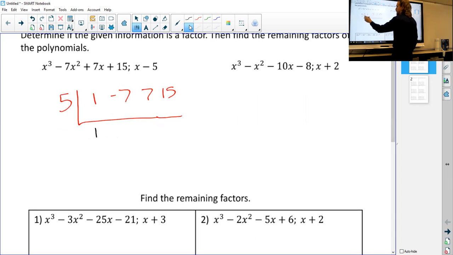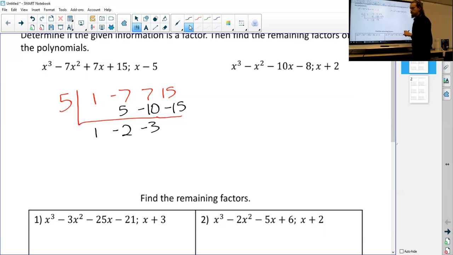So I'm going to bring down my 1. 5 times 1 is 5. Negative 7 plus 5 is negative 2. 5 times negative 2 is negative 10. 7 plus negative 10 is negative 3. 5 times negative 3 is negative 15. And that would give me 0. So there's no remainder, which means x minus 5 is a factor.